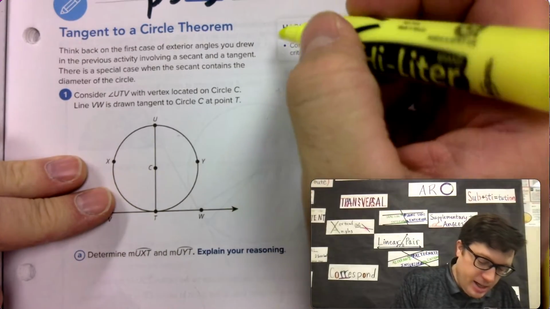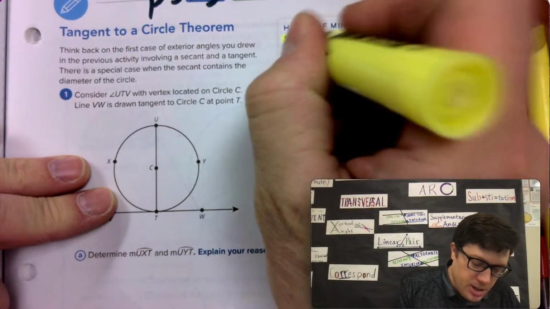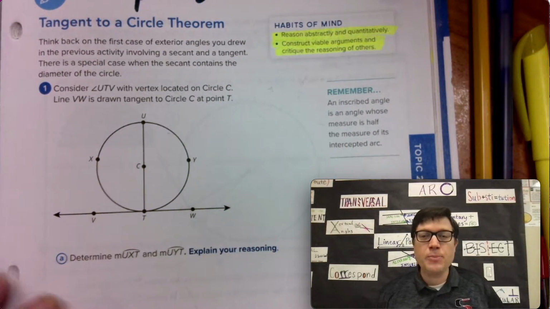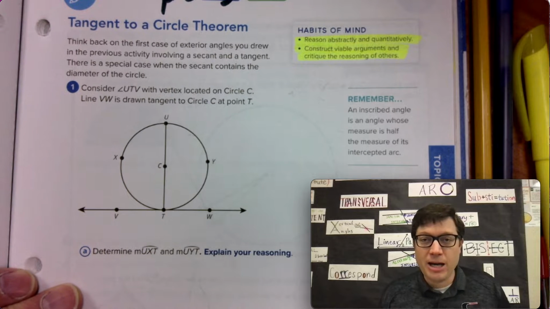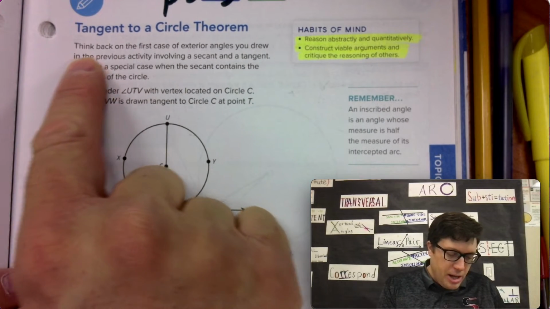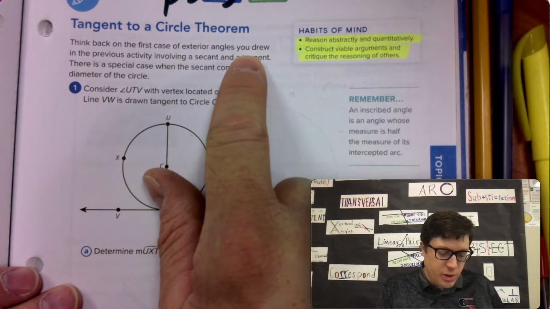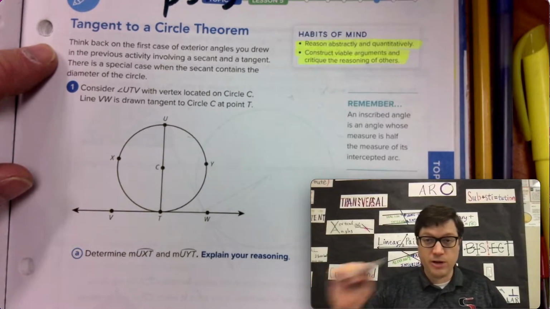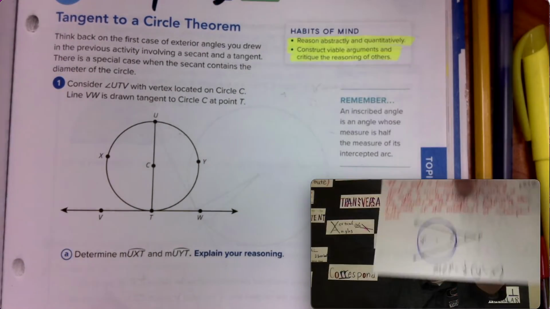Highlight the habits of mind. As mathematicians and mathematics learners, we are trying to become better at reasoning abstractly and quantitatively. We are trying to become better at constructing viable arguments and critiquing the reasoning of others. Think back to the previous case of exterior angles that you drew involving a secant and a tangent. So specifically the exterior angles of a circle theorem.